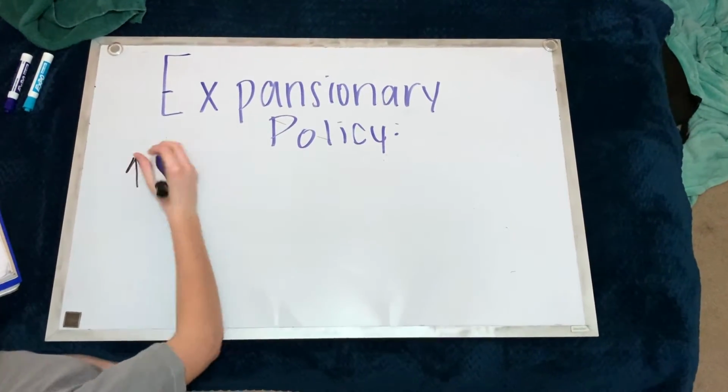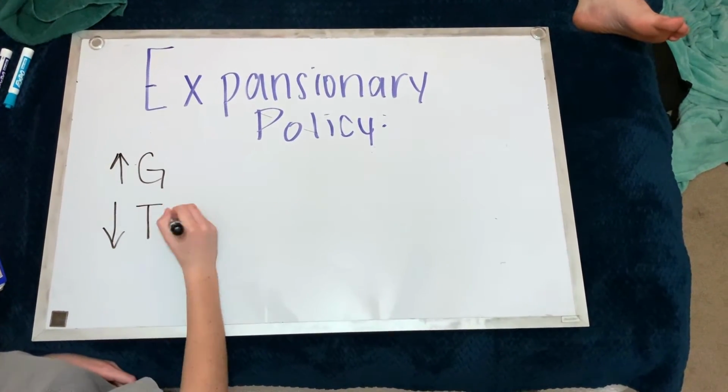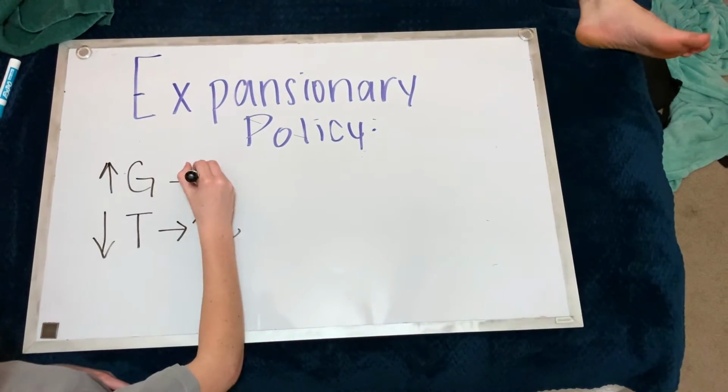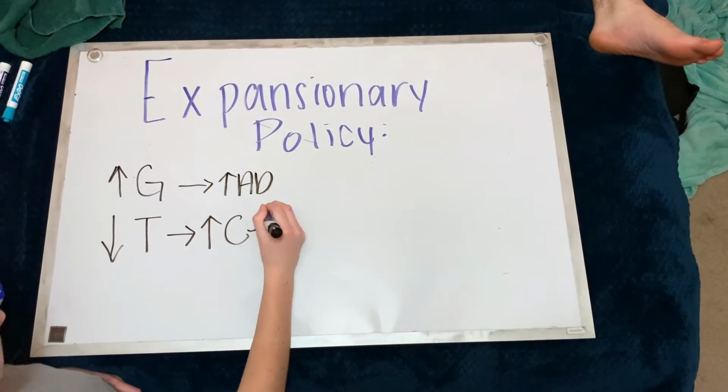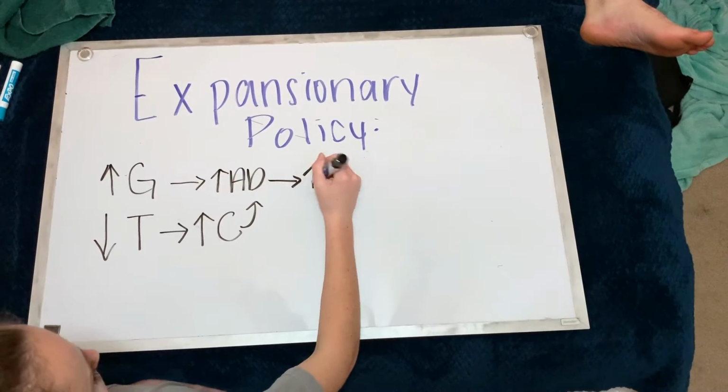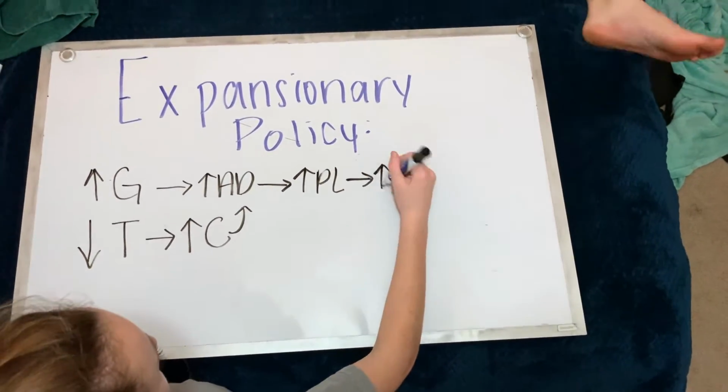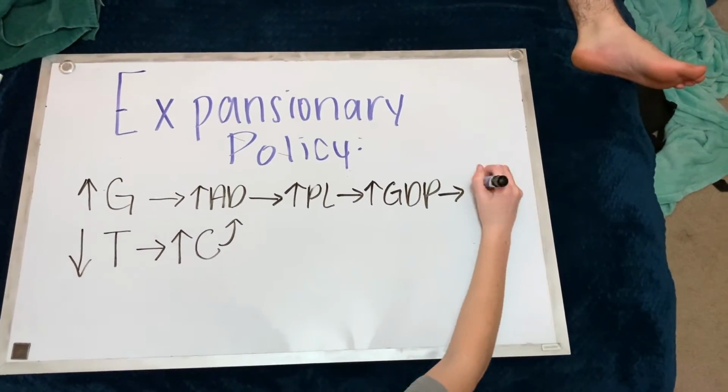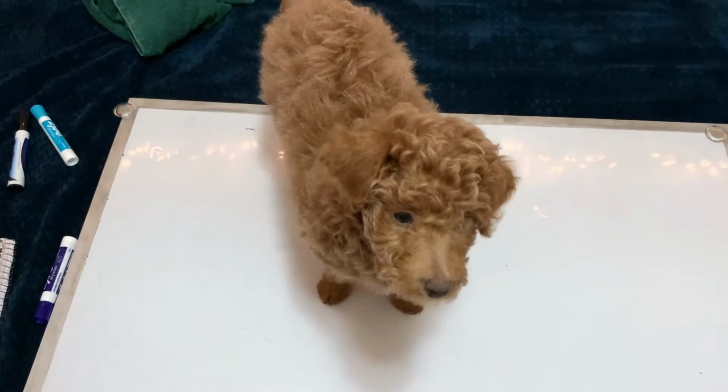The arrows for expansionary fiscal policy are an increase in government spending or a decrease in taxes, which leads to an increase in consumer spending, which will lead to an increase in aggregate demand, an increase in price level, an increase in GDP, and a decrease in unemployment.